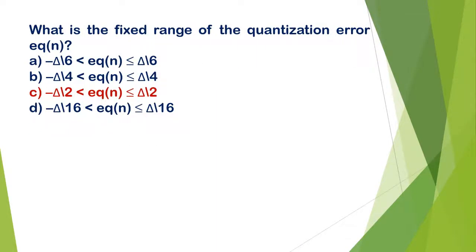Static dictionary. Which is the fixed range of quantization error eq[n]? A. Minus delta by 6 less than or equal to eq[n] less than or equal to delta by 6, or B. Minus delta by 4 less than or equal to eq[n] less than or equal to delta by 4. C. Minus delta by 2 to plus delta by 2. D. Minus delta by 16 to plus delta by 16, and the correct option is C. Minus delta by 2 to plus delta by 2.